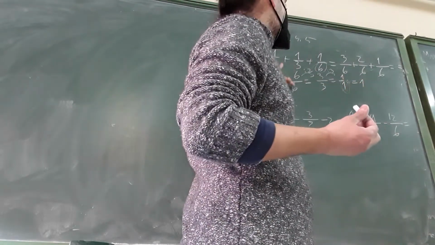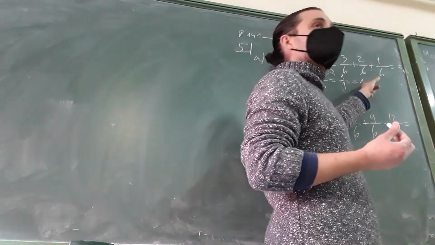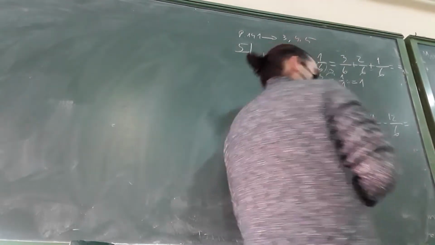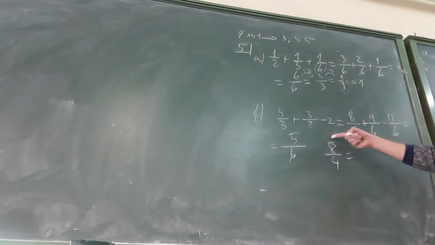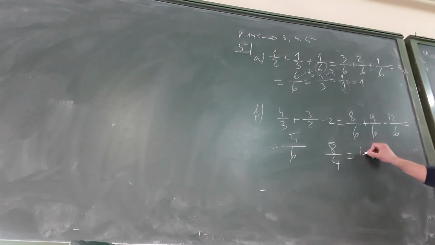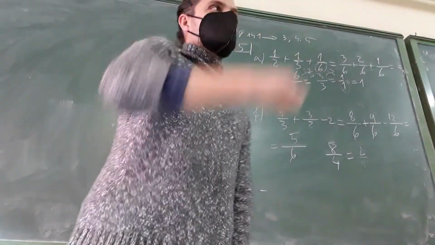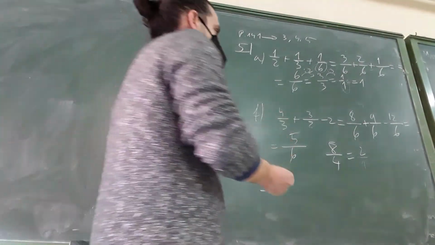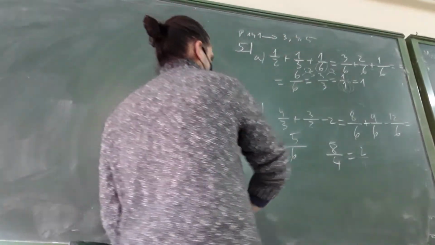Y si os fijáis, esto en vez de simplificar se puede hacer dividiendo. 6 dividido entre 6, ¿cuánto da? 1. Esto pasa cuando la división es exacta. Si, por ejemplo, os pongo 8 cuartos, ¿cuánto da 8 entre 4? Da 2. Si tú simplificas, te va a dar 2 unidades. Quítame este 1, ¿vale? Cuando la división es exacta, vale más hacer la división que andar simplificando. A veces me dejáis este 1, ¿no? Hay que acordarse de quitarlo.